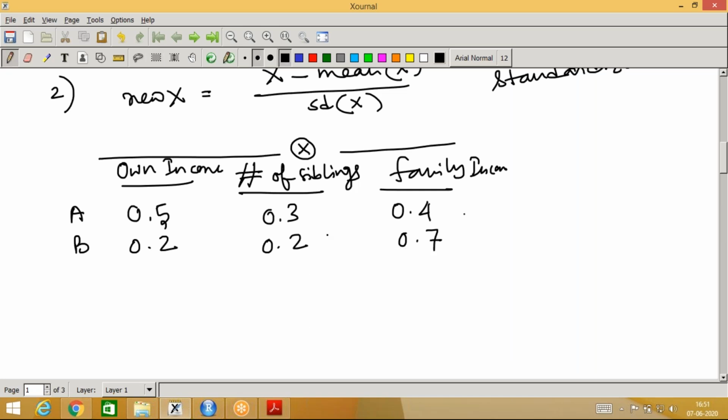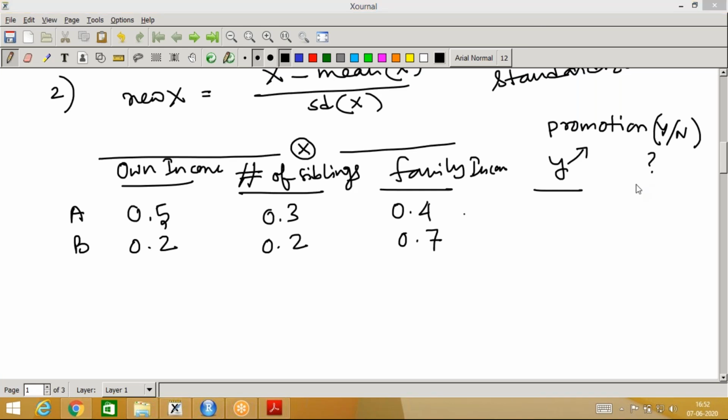So let's say these are the values that I got. Okay. And the y that I'm trying to predict, by chance, let's say, is whether you will get a promotion or not. I'm trying to predict whether you will get a promotion or not. Now tell me, out of these 3 variables, which variable should have higher contribution on your promotion behavior or promotion probabilities?